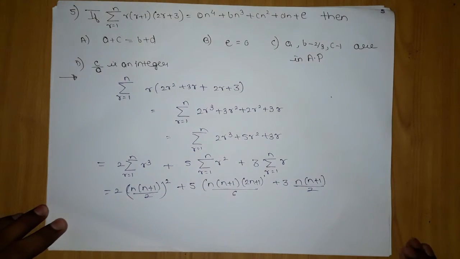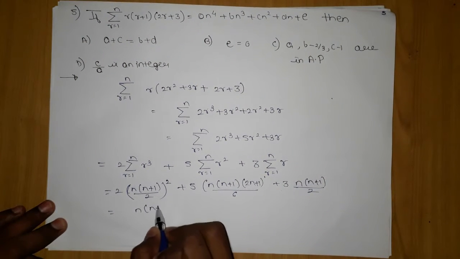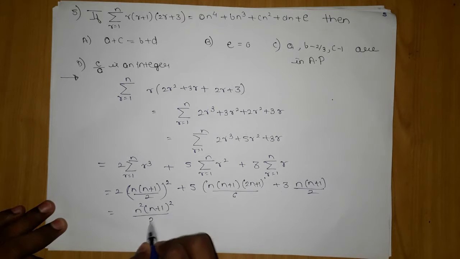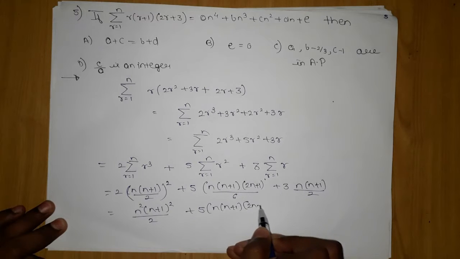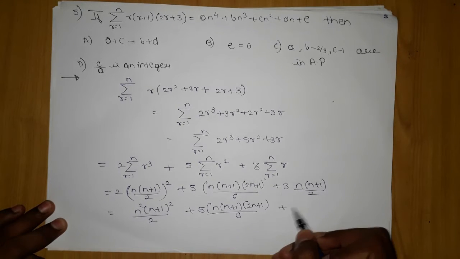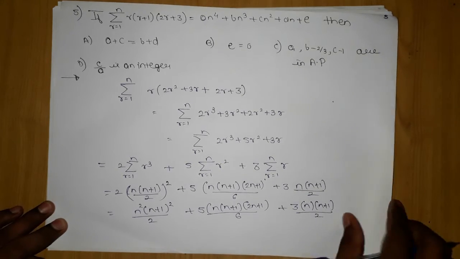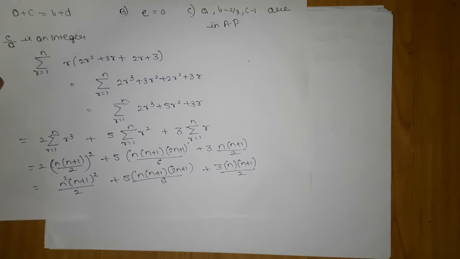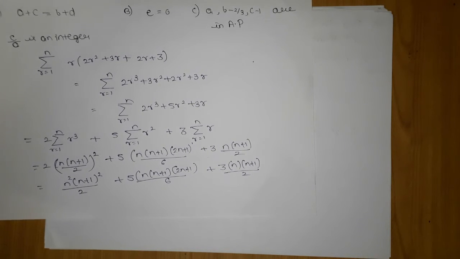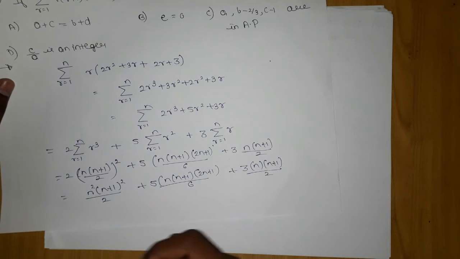So if we simplify here, this will cancel out, giving me n into n plus 1 whole square upon 2, and here 5 into n plus 1 into 2n plus 1 by 6, and this will be 3 into n plus 1 by 2. Let's do this on the next page, not on this page. So what we should take common? One thing is very obvious, that we will take n into n plus 1 by 2 common. But try to take the highest power.